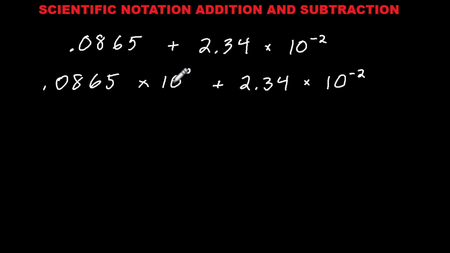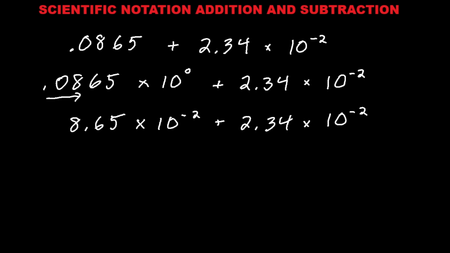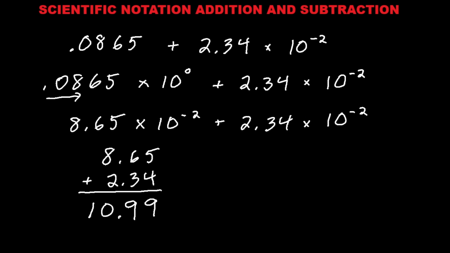Now, in order for this to be 10 to the minus 2 power, I would actually have to move the decimal this way 2 spaces. That gives us 8.65 times 10 to the minus 2, and adding 2.34 times 10 to the minus 2. Now we just simply add by lining up the decimals, and we get 10.99, and this is times 10 to the minus 2 power. Now, this is not in correct form for scientific notation.